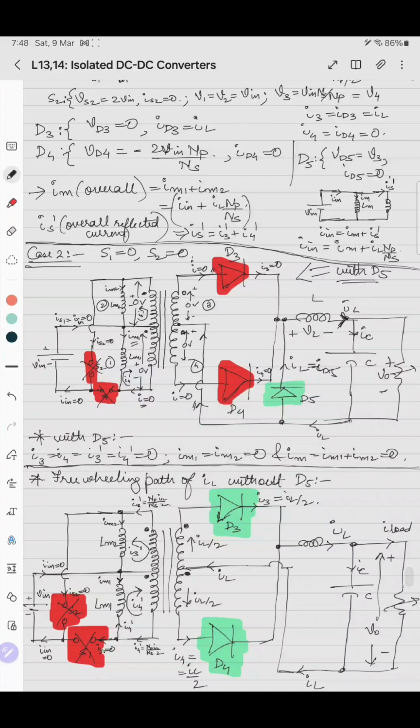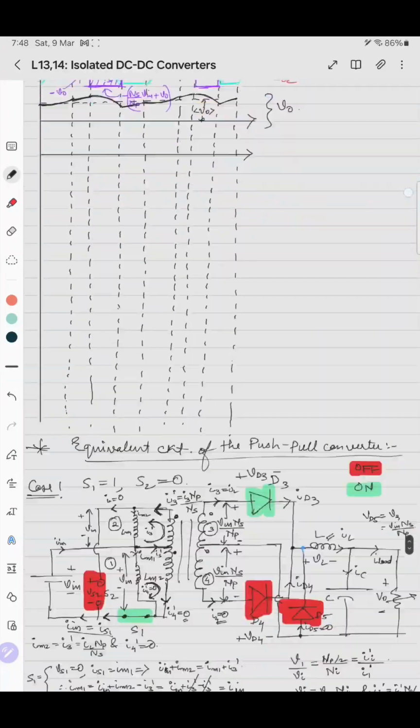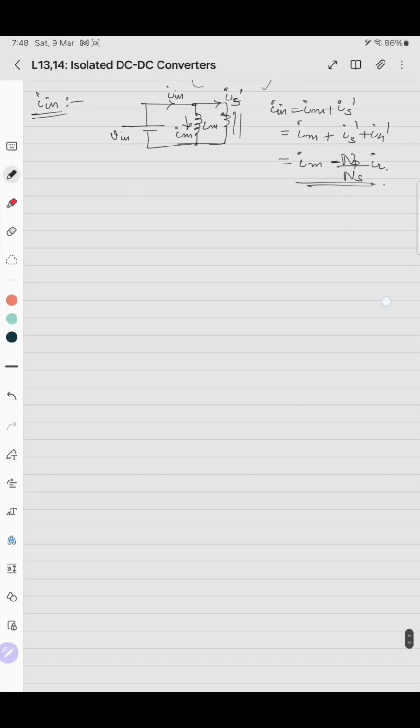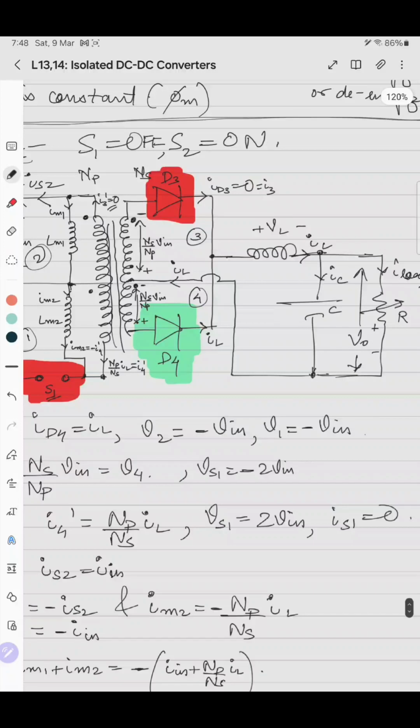So the voltage across the diode in case 1 and 2 is 0, and then what is it in this case? If this is conducting, the voltage across the diode is nothing but the overall secondary voltage. So the voltage across the diode is minus of 2 NS by NP V in.